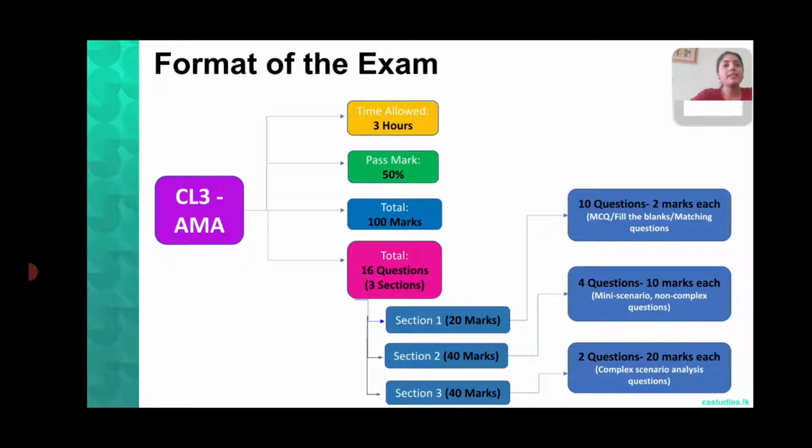Okay, next, section 3, they test complex scenario questions. That is why they give you 20 marks per question. So, this means all of your theoretical knowledge, all of your practical knowledge, you have to apply into the section, which is challenging but achievable.